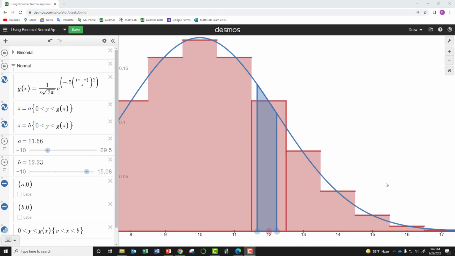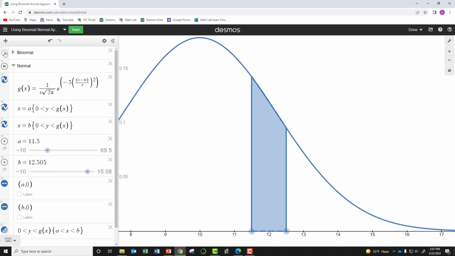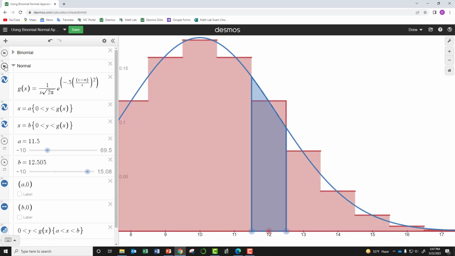So we're going to extend the lower bound of the area under my normal distribution out half away from 12. So we're going to extend it back down to 11.5. And I'm going to extend this upper bound up from 12 up to 12.5. Now this shaded blue area under this normal distribution is actually quite like the shaded red area in that rectangle that I've circled out here. It's pretty much the same.